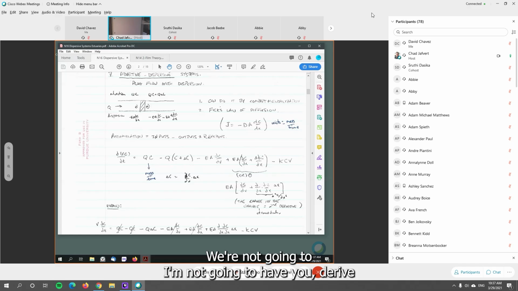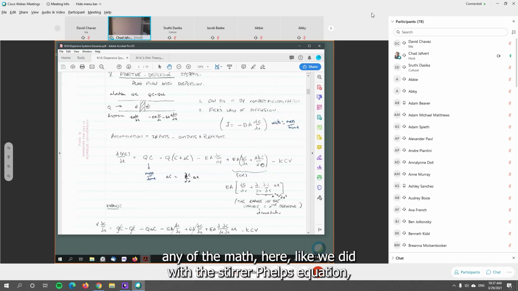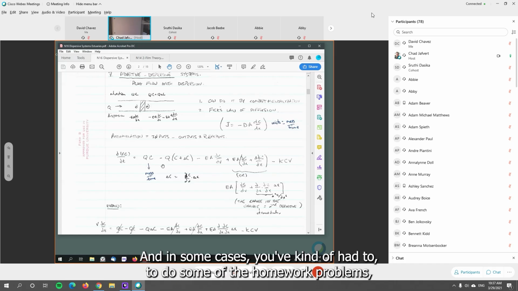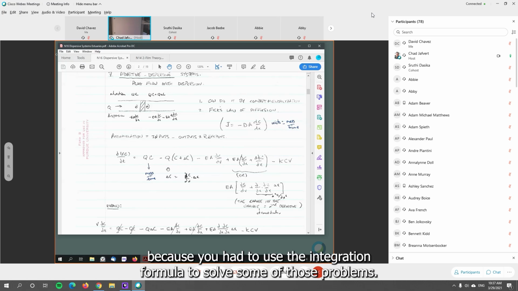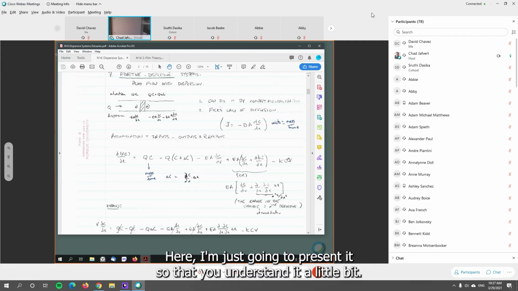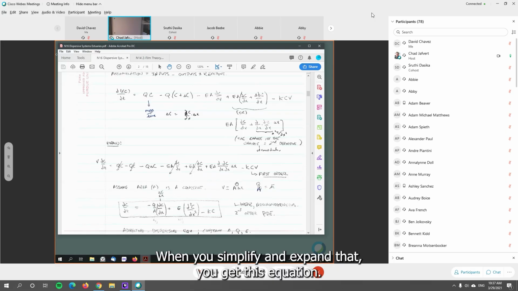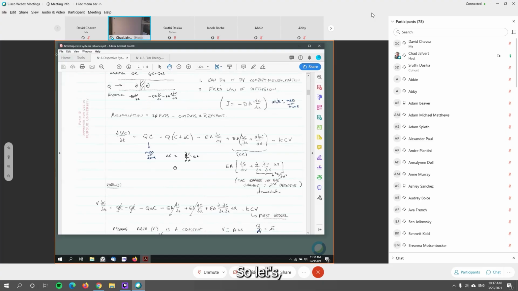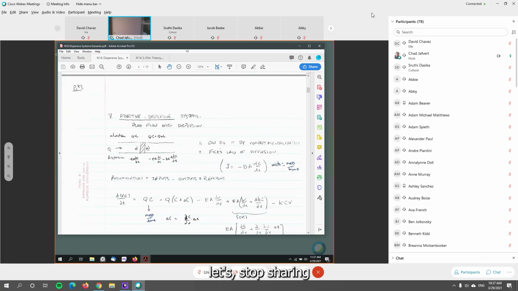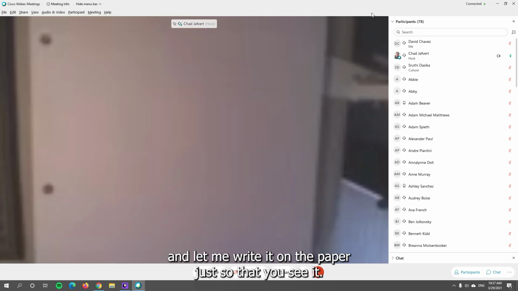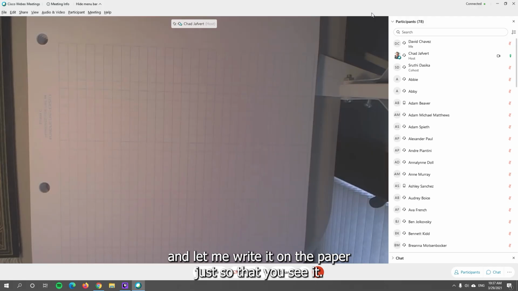I'm not going to have you derive any of the math here like we did with the Streeter-Phelps equation that you should be able to derive. And in some cases, you've kind of had to do some of the homework problems because you had to use the integration formula to solve some of those problems. Here, I'm just going to present it so that you understand it a little bit. When you simplify it, expand it, you get this equation. So let's stop sharing and let me write it on the paper just so that you see it.